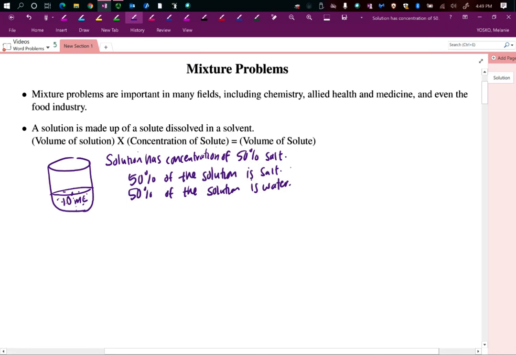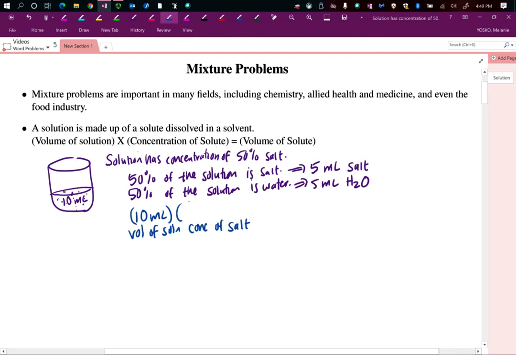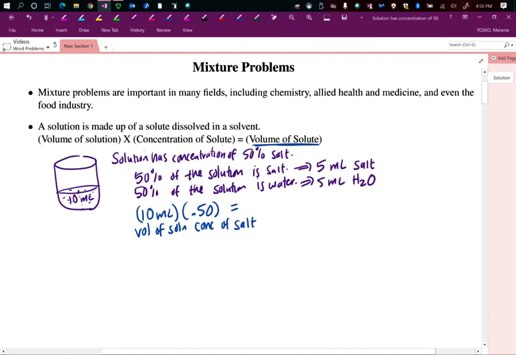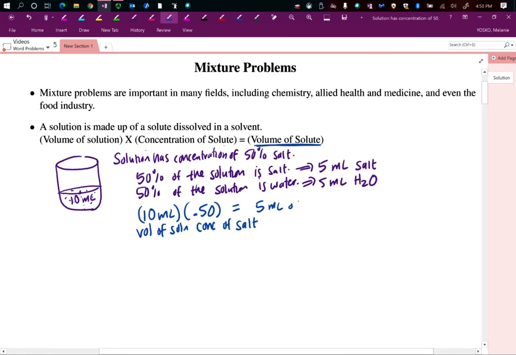Okay, does that seem reasonable? So 50% of the solution is salt. We can do this in our heads. 10 milliliters, 50%, that's half. That means we have 5 milliliters of salt. And then we would have 5 milliliters of water. I'm going to write H2O the way we do in chemistry. But what you're really doing is you're saying you take the volume of the solution, 10 milliliters, and then we can multiply that by the concentration of that salt. Our solute is what's being dissolved, in this case it's salt. The concentration of the salt is 0.5, and then if you multiply, you're going to get the volume of salt in that container. So we see 10 times 0.5, we do get 5 milliliters of salt.